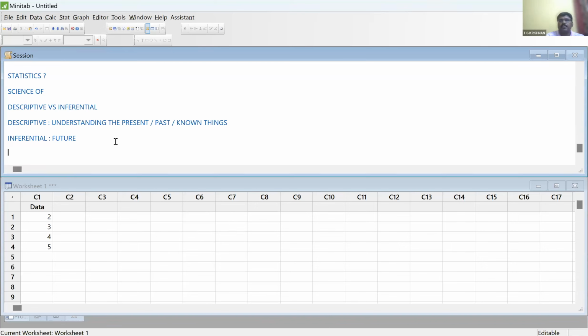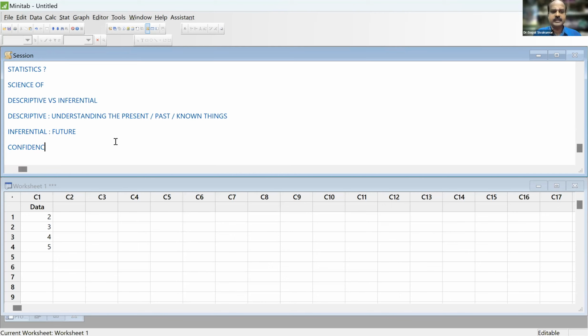Yes. Yes or no? Yes. So why do we use data? We use data to understand our confidence level while making a decision.